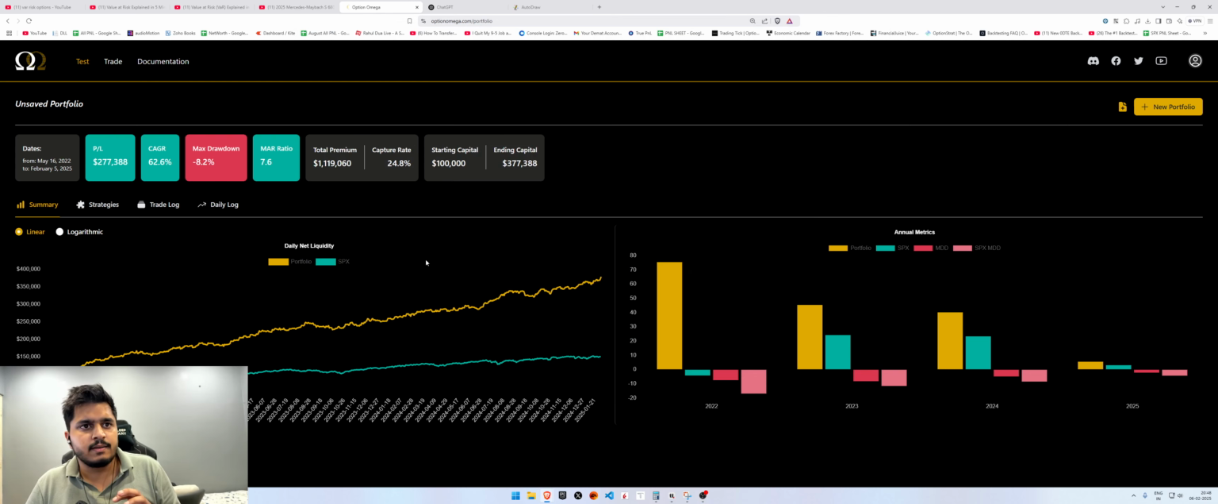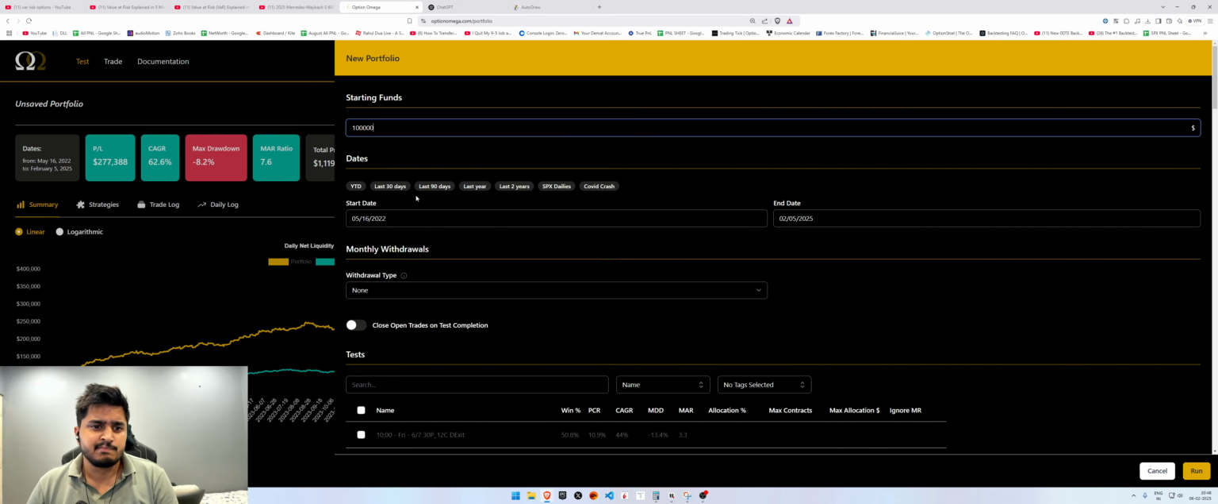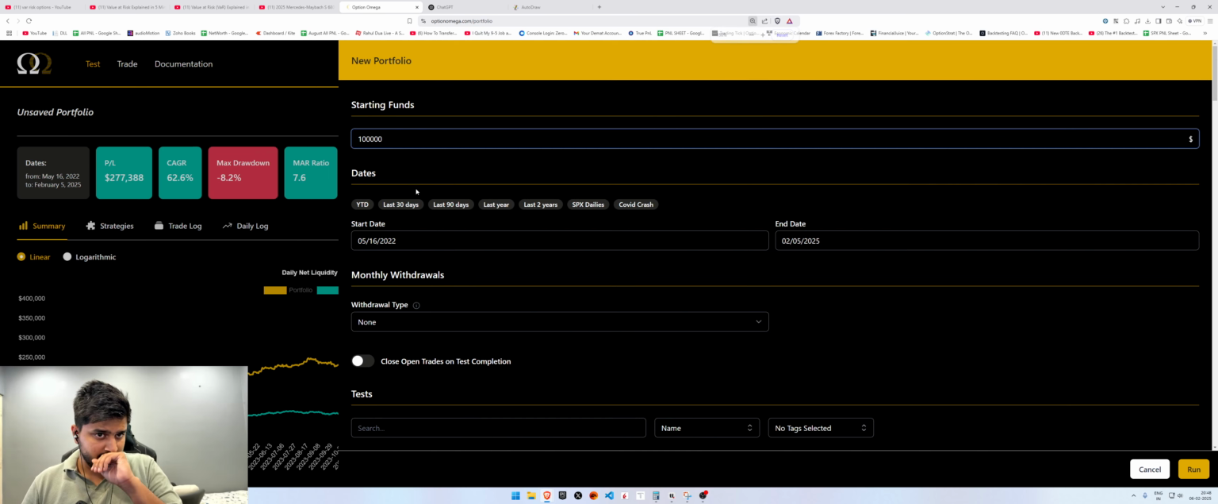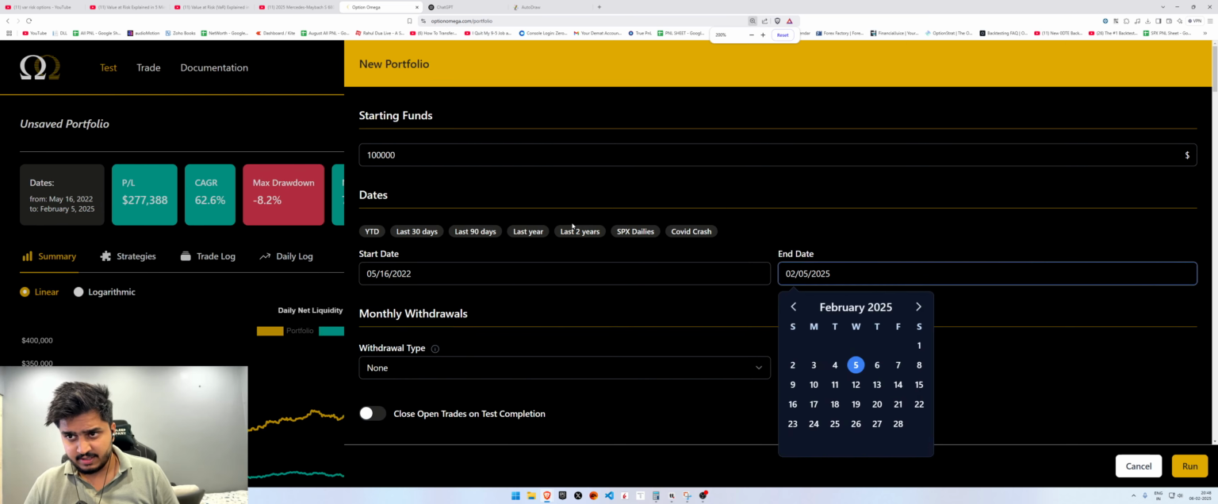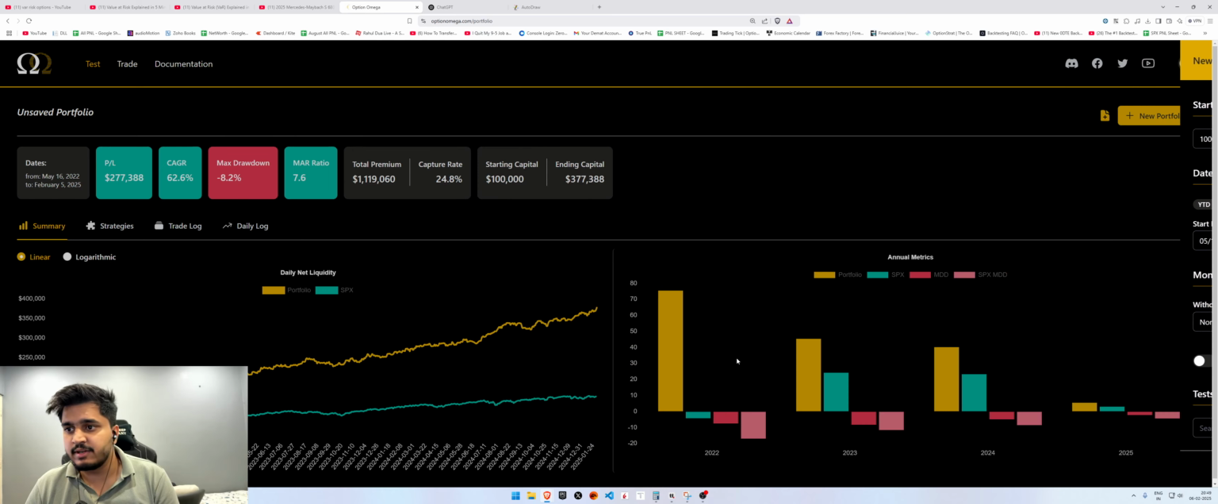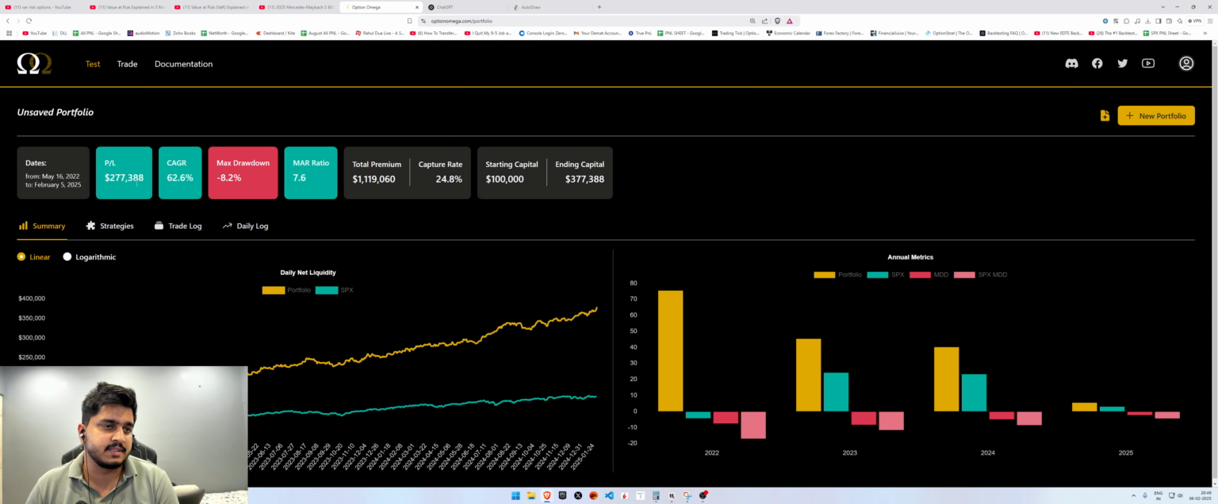So you would see a small demo portfolio on your screen. This demo portfolio is made with $100,000. I think it has about five strategies, and it has a mixture of strategy types. It has been tested on, I would say, 2022 to 2025. I think you guys can see it now. One more thing, it has a withdrawn type as none, and it does not have compounding. If it had compounding, it would show crazy amounts of returns, but it doesn't.